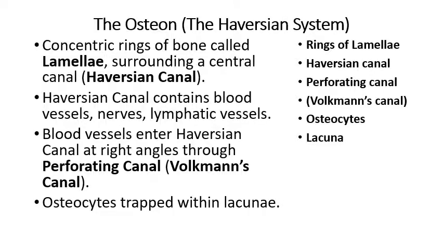Okay, so in the osteon, this particular bone structure was discovered by an anatomist named Havers, and so the osteon is sometimes called a Haversian system, and that's why you have the concentric rings of bone called lamellae. That means layers, and then the canal down the center that runs parallel to the lamellae is called a Haversian canal. Right, the Haversian canal contains blood vessels, nerves, and lymphatic vessels, which we haven't discussed yet.